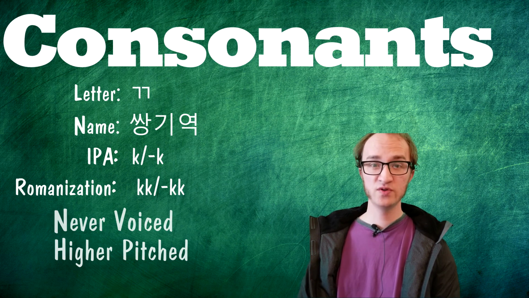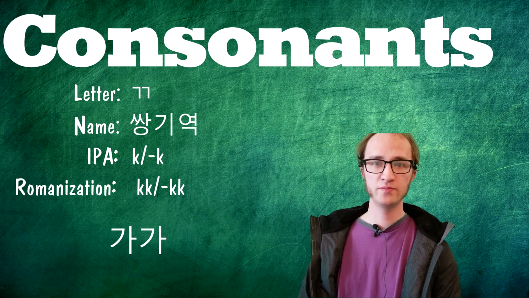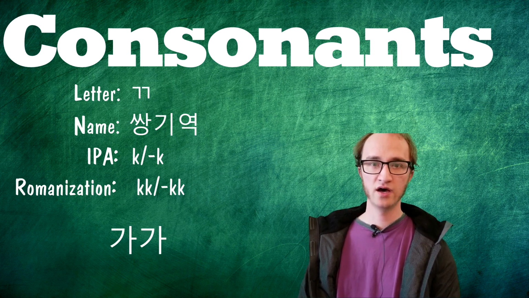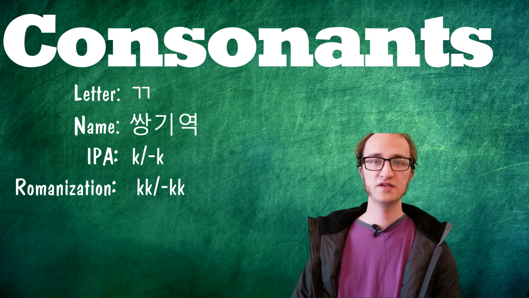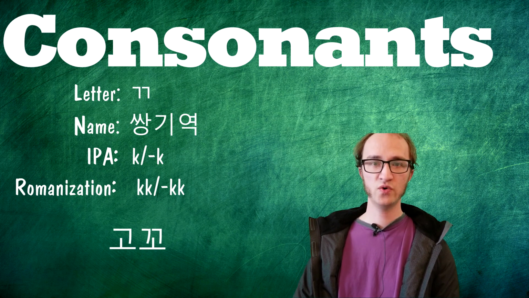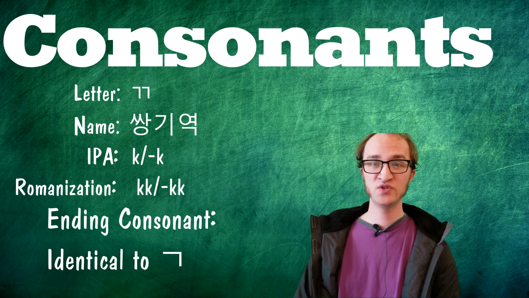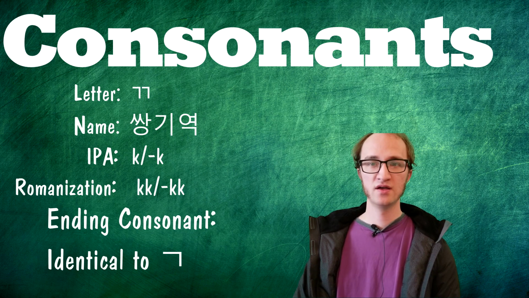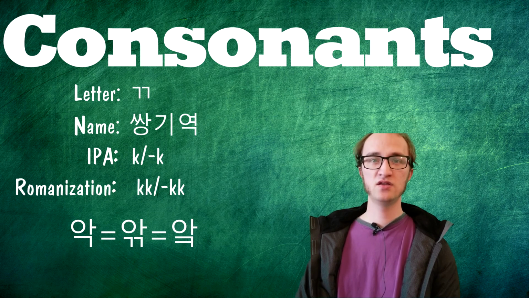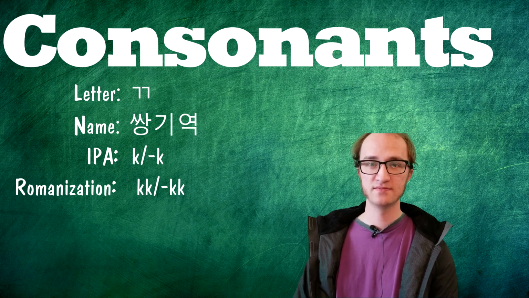So as an example, this would be kaga, whereas this would be kaka. This is kogo, and this is koko. Sanghyuk, as an ending consonant, behaves identically to hy. So hyuk, sanghyuk, and kyuk all behave identically as ending consonants. All right, we'll move on to our next standard letter.